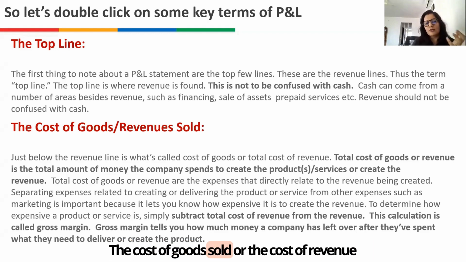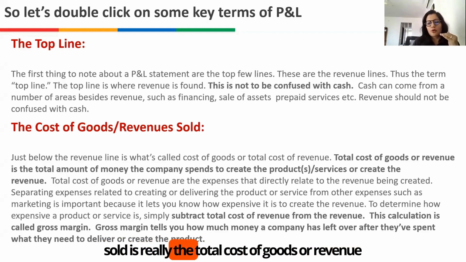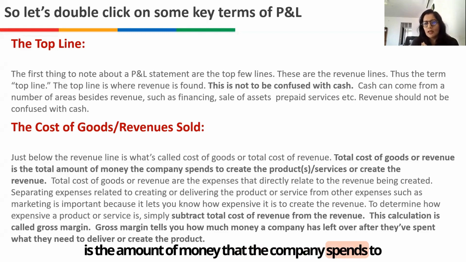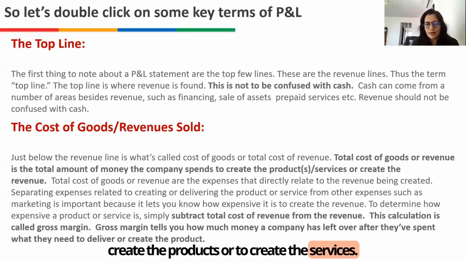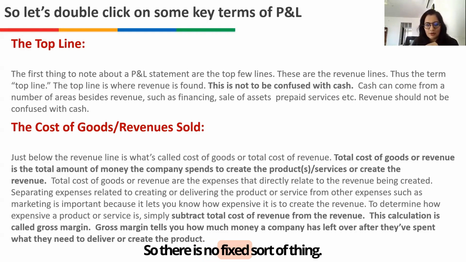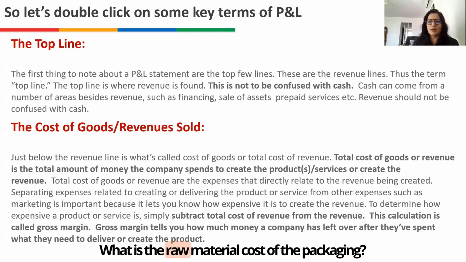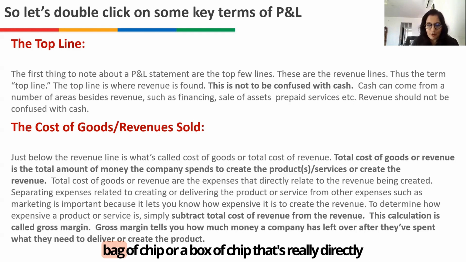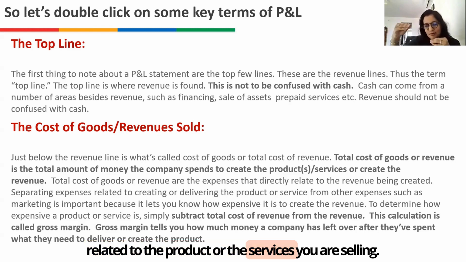And the cost of goods sold, or the cost of revenue, is really the amount of money that the company spends to create the products or the services. This is directly related to the revenue, so there is no fixed sort of thing. For example, we are talking about making chips. What is the raw material cost of potato? What is the raw material cost of the packaging? What is the raw material cost of sourcing the plastic? How much does it take for me to make that one bag or box of chips? That is directly related to the product or the services you're selling, hence it's cost of goods sold.